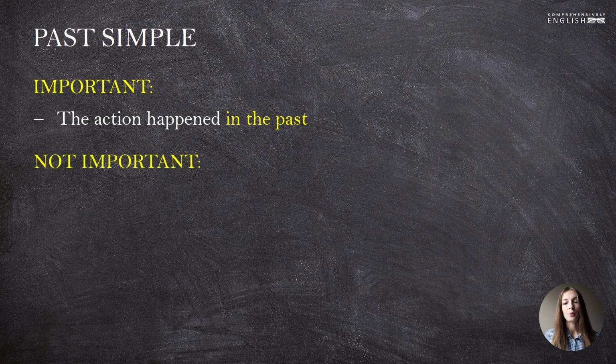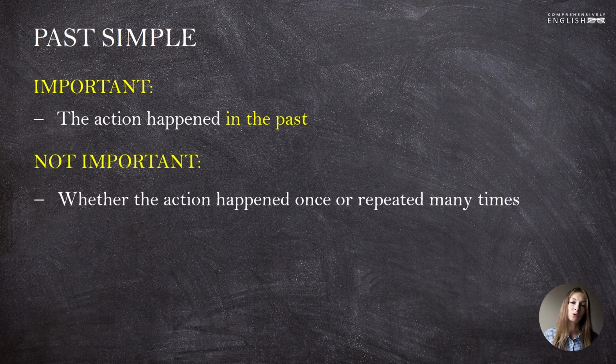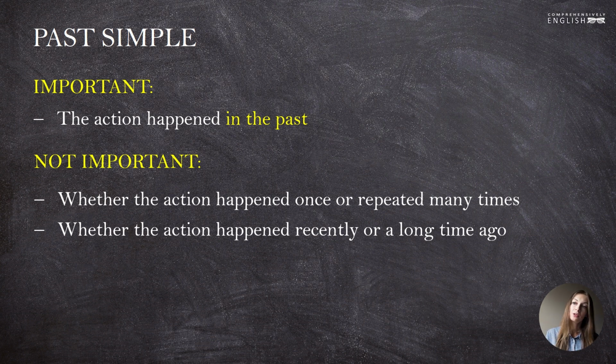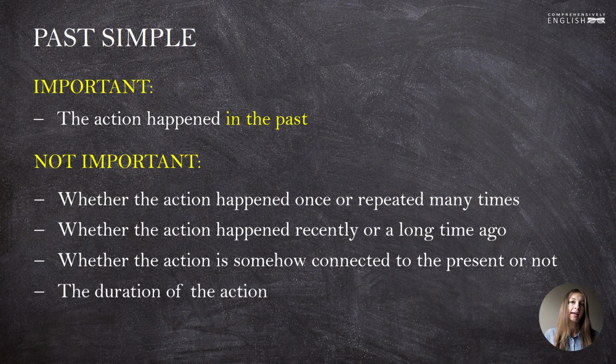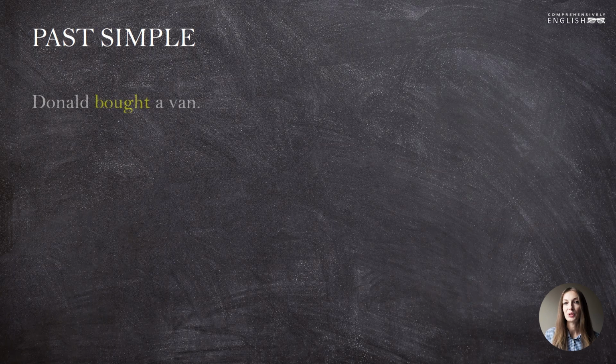What is not important is whether the action happened once or repeated many times, whether the action happened recently or a long time ago, whether the action is somehow connected to the present or not, and the duration is also unimportant. Let's look at these two sentences.